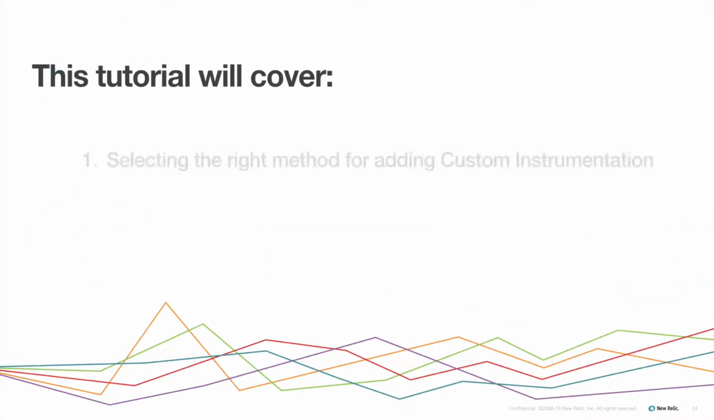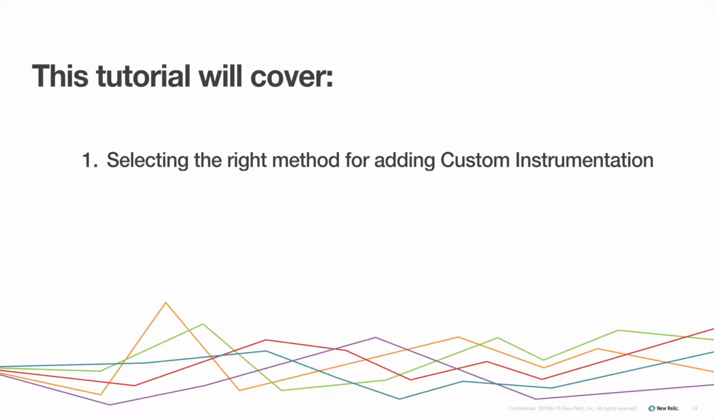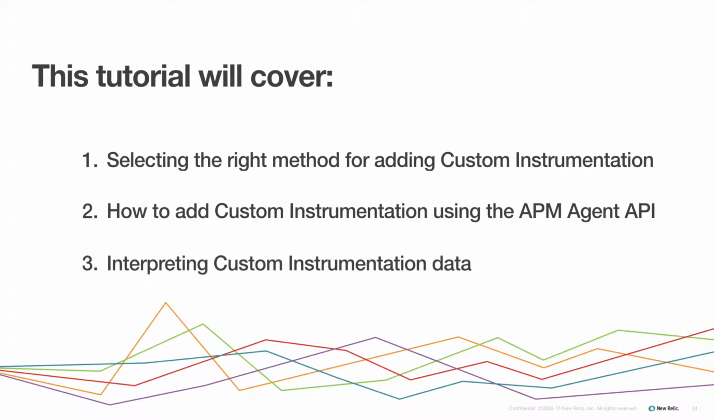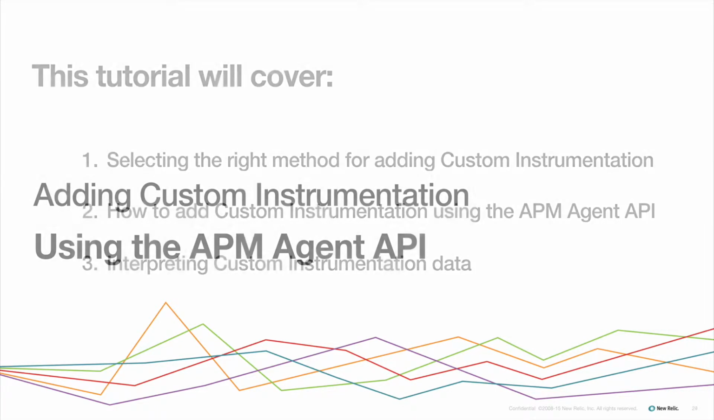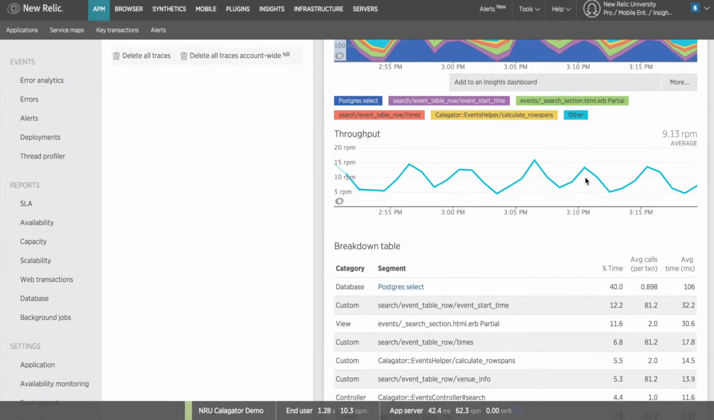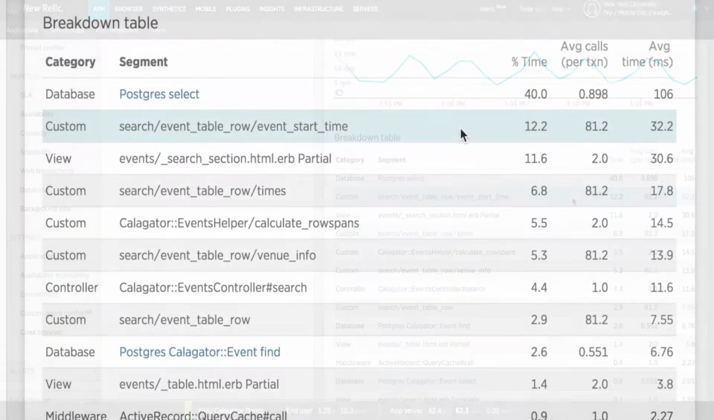In this tutorial, I'll go through the process of determining when to add which types of custom instrumentation, adding the custom instrumentation, and interpreting the results of my custom instrumentation. While it's important to understand when to add custom instrumentation as well as what type and how, it's equally important to understand how to interpret the results of what you add.